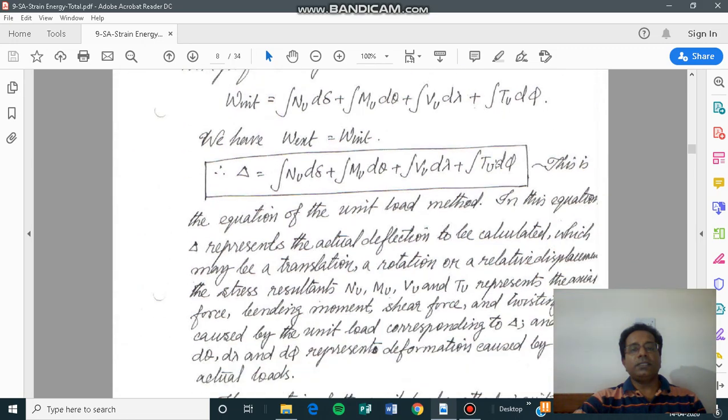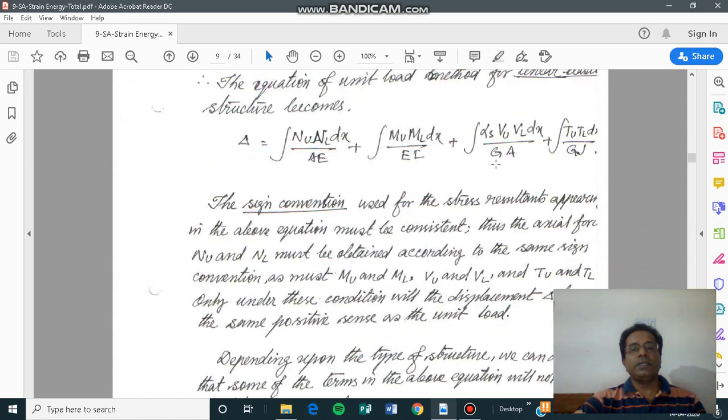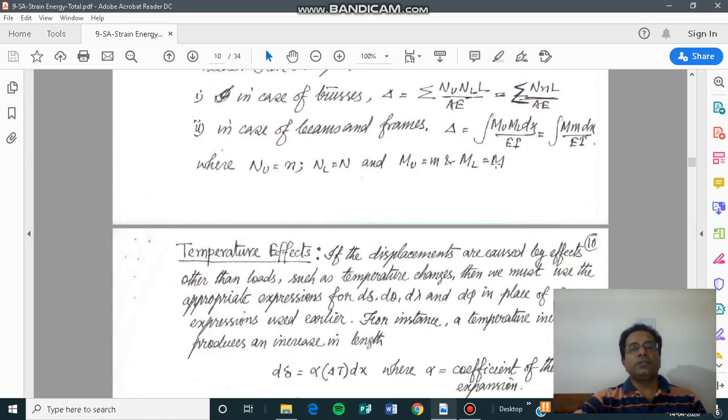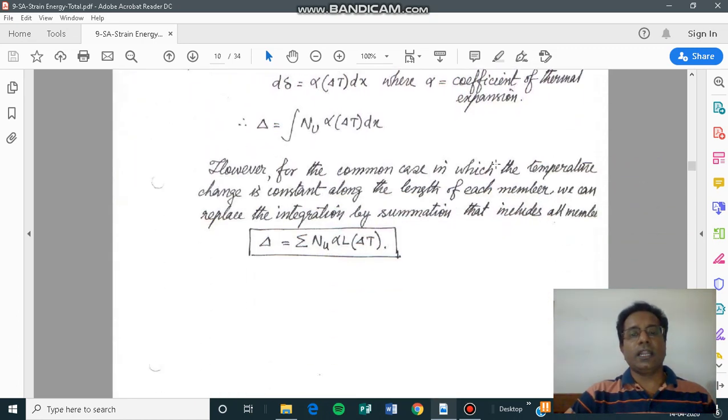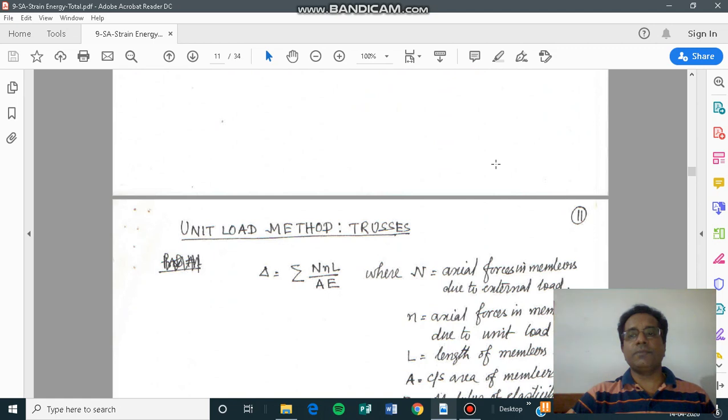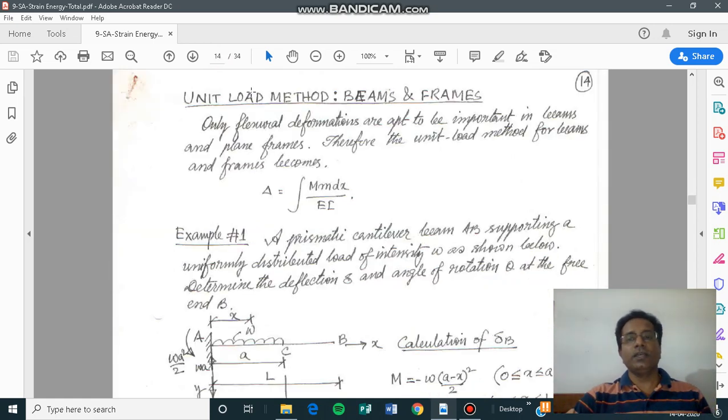After this, you can go into the handouts to know more about the derivations. Now we will apply the method first to a beam problem, then we will come to the truss problem. In the beam problem, on page 14 of the handouts given to you, the unit load method is discussed directly. This expression is derived.